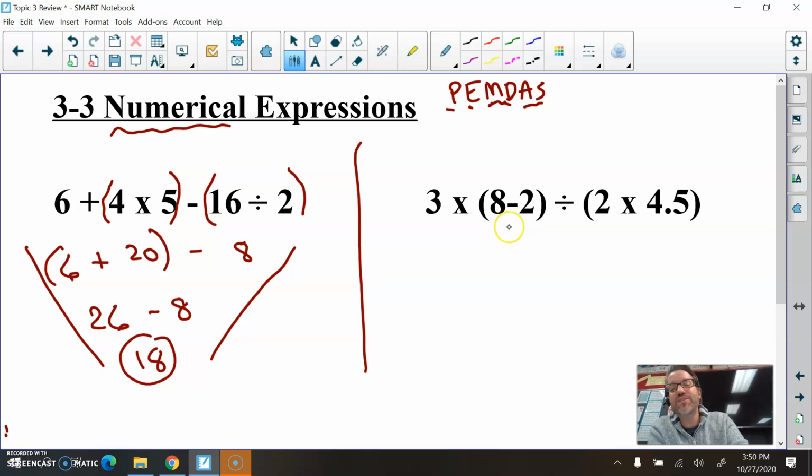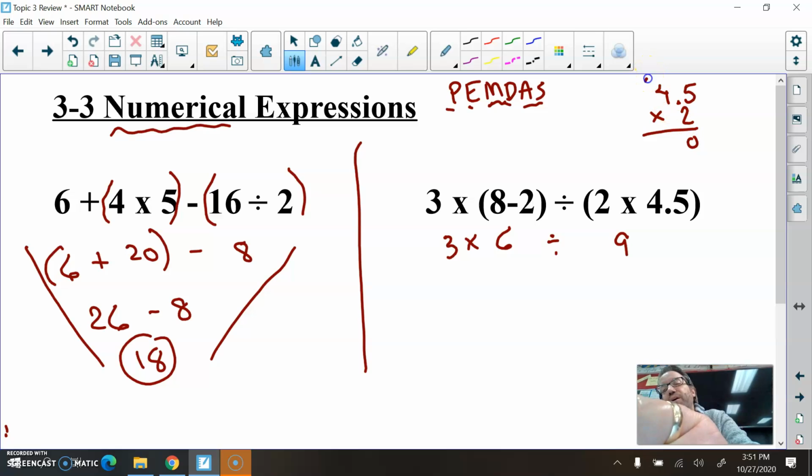8 minus 2 is 6. And over here, what's 2 times 4.5? Well, that's equal to 9. Okay, so what I have then is 3 times 6 divided by 9. Now some of you might have needed to show work to find 4.5 times 2. Some of you are thinking, no, I was fine. I was able to do that just mentally. 2 times 5 is 10, carry the 1. 2 times 4 is 8, plus 1 is 9. And then we have the decimal point in one space. So 9.0, or just 9, is what we get here.